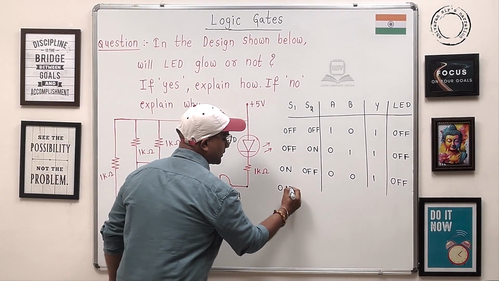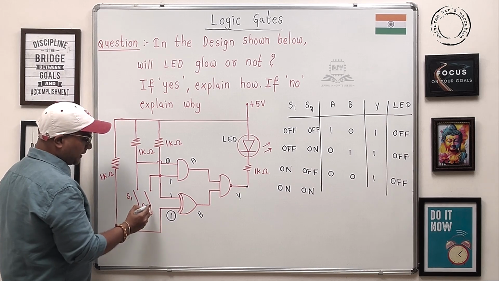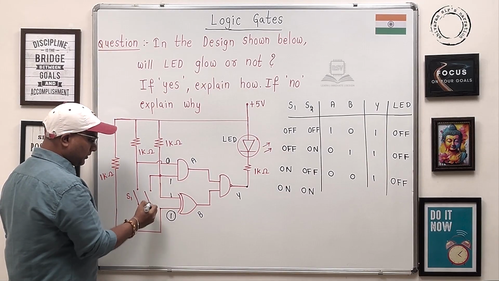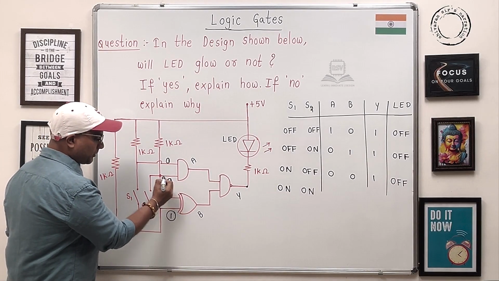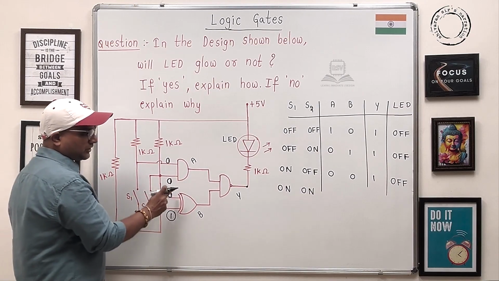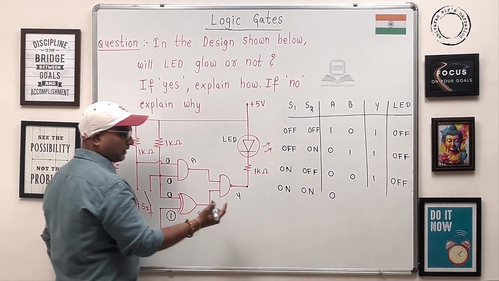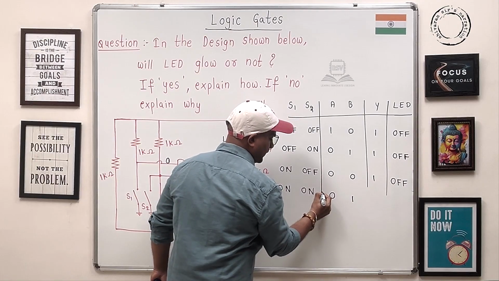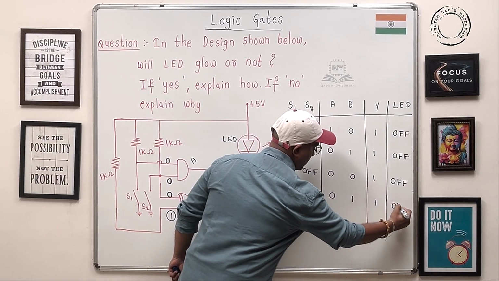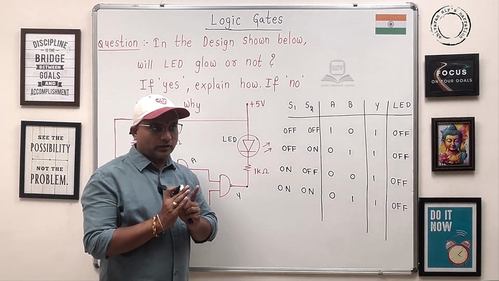Let's try the last state, on, on. Both are on. If both are on, it acts like a short circuit. Switch is on, so here you get 0. Here also you get 0. Because of this, here also you get 0. This is permanently 1 only. 0 into 0 is 0. 0 into 1, like 0 XOR 1, is 1. Then 0 into 1 is 0, 0 bar is 1. That means even when both the switches are on, the LED will not glow.